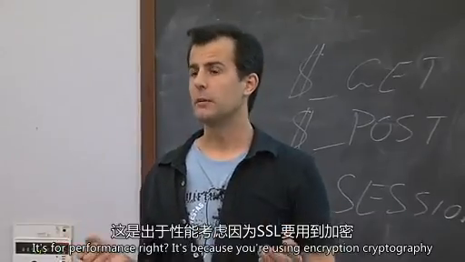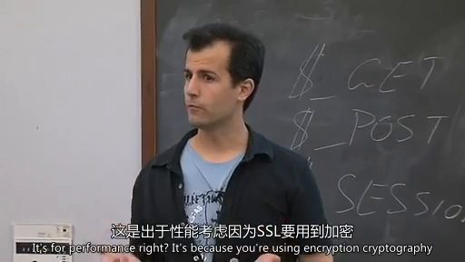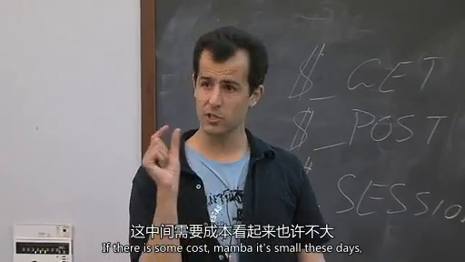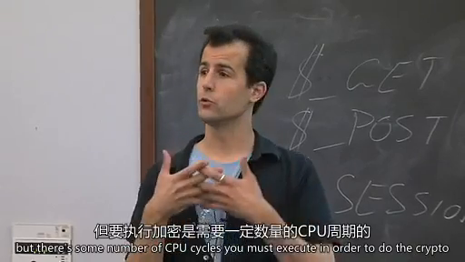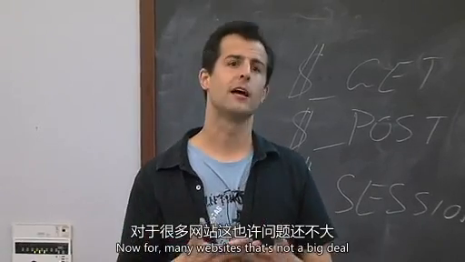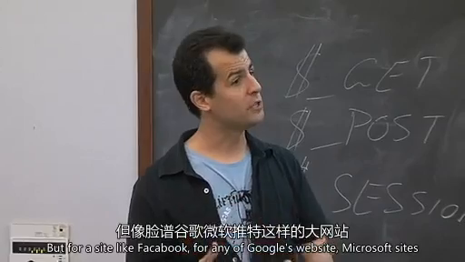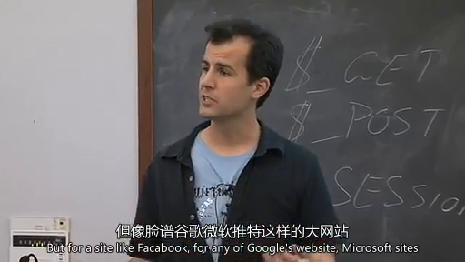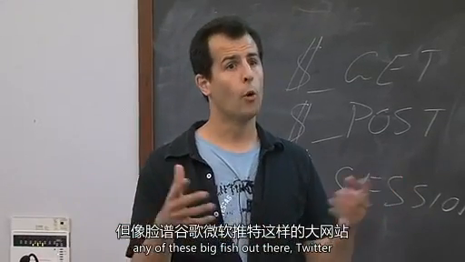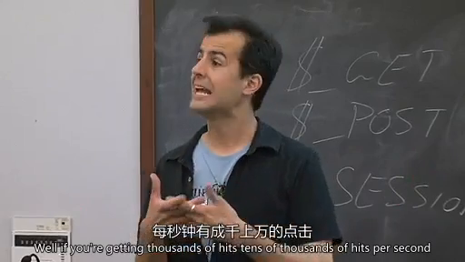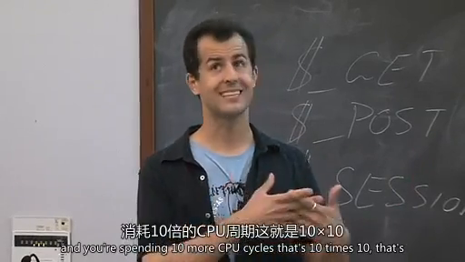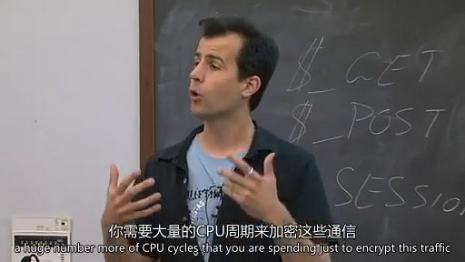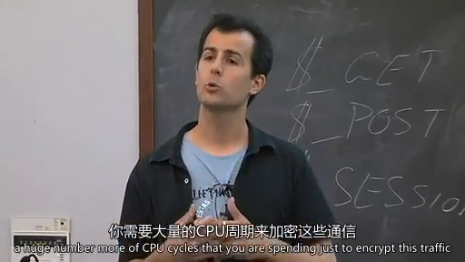Right, so performance, right? Because you're using encryption, cryptography, there is some cost. Maybe it's small these days, but there's some number of CPU cycles you must execute in order to do the crypto. Now, for many websites, that's not a big deal. But for a site like Facebook, for any of Google's websites, Microsoft sites, any of these big fish out there, Twitter, well, if you're getting thousands of hits, tens of thousands of hits per second, and you're spending 10 more CPU cycles, that's 10 times 10. That's a huge number more of CPU cycles that you're spending just to encrypt this traffic.